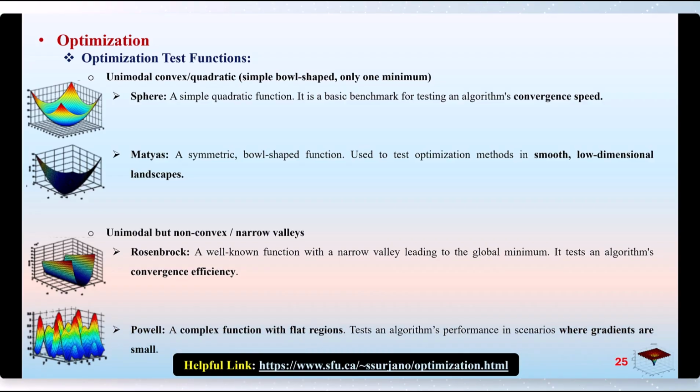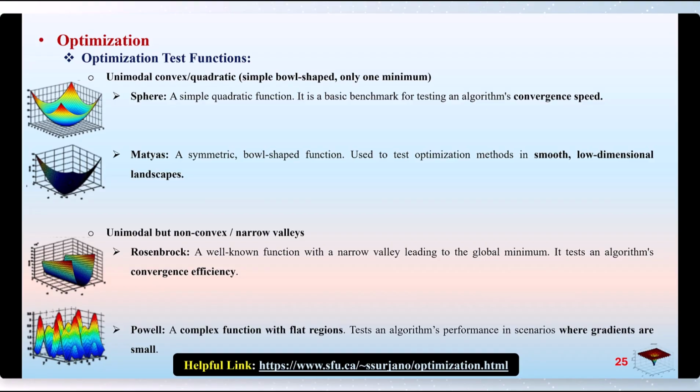So I just considered two functions from each category to show it to you, but there are a lot out there, so I just considered 8 of them. From unimodal convex or quadratic, which are simple bowl shapes with only one minimum, we can go with the Sphere function or De Jong function. It is a simple quadratic function and a basic benchmark for testing an algorithm. It is very famous, so basically you can use it for convergence speed. Then we have Matyas. It's a symmetric bowl-shaped function, very similar to the sphere, used to test optimization methods in smooth low-dimensional landscapes.